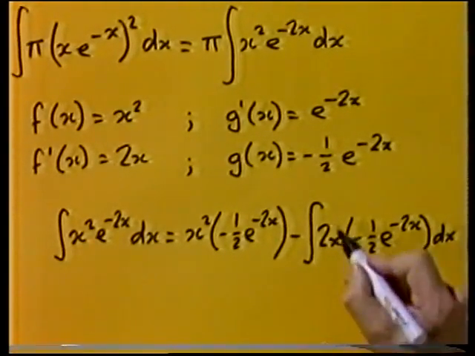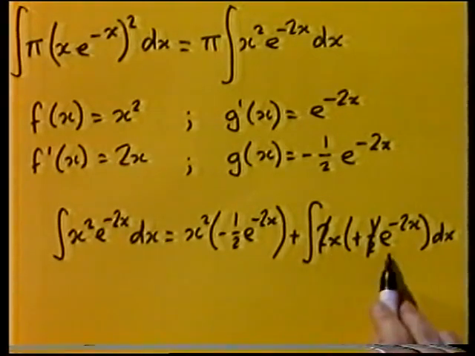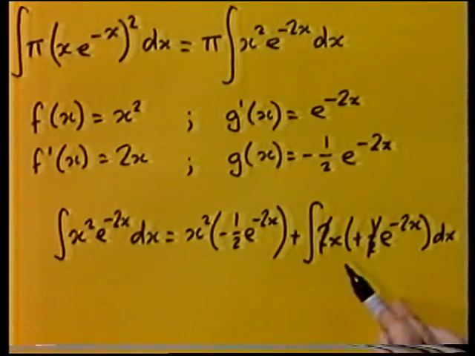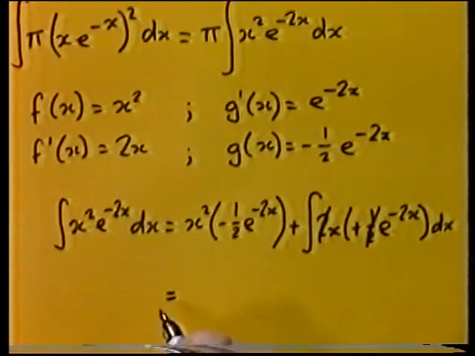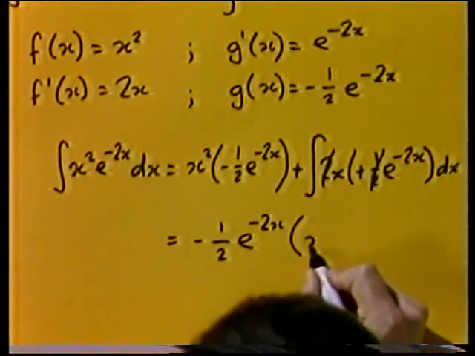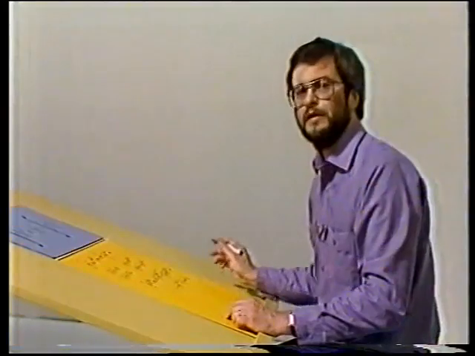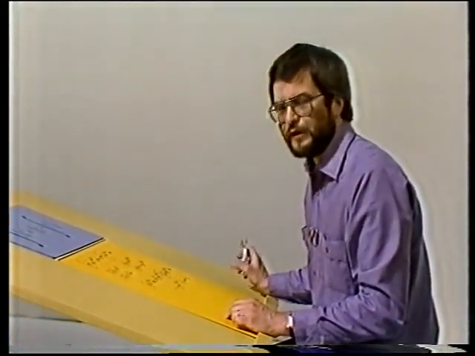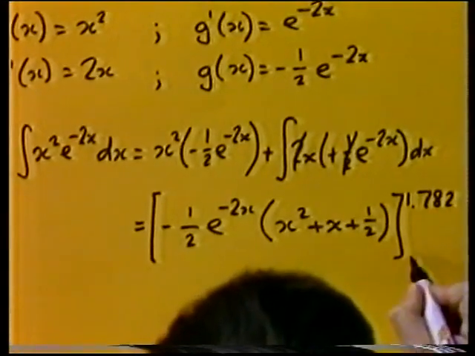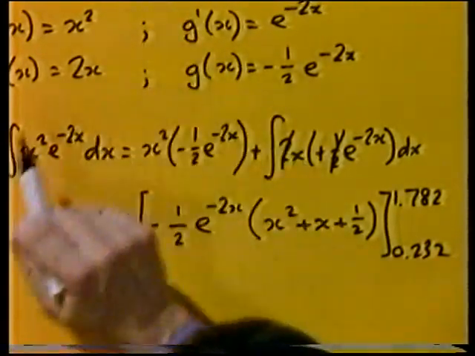This simplifies a bit. The 2's cancel, and there are 2 minuses. So this is just the integral of x e to the minus 2x. And that's even more like our area integral, so we can use parts again. I'm not going to go through that calculation, but if you did it, you'd finally end up with minus a half e to the minus 2x times x squared plus x plus a half. And the volume, what about the volume? Well, that's given by the difference between this at 1.782 and 0.232, except I have to remember to put back in the factor of pi that I left out here.